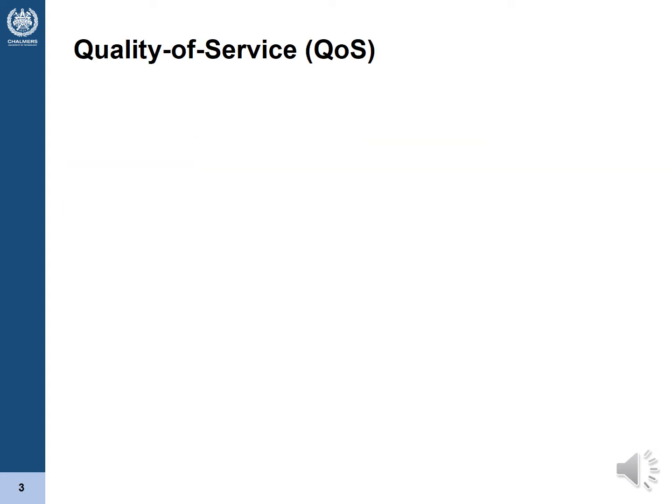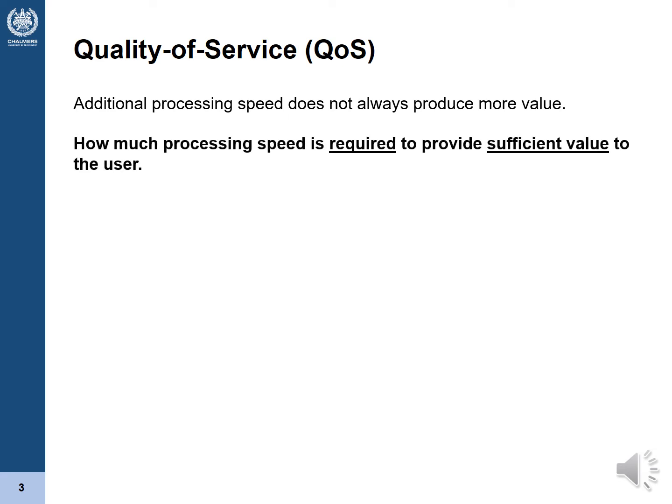Let's look at this term, quality of service. We know that additional processing speed does not always produce more value. Quality of service is a term here that is used to help understand this concept. It basically means how much processing speed is required to provide sufficient value to the user.